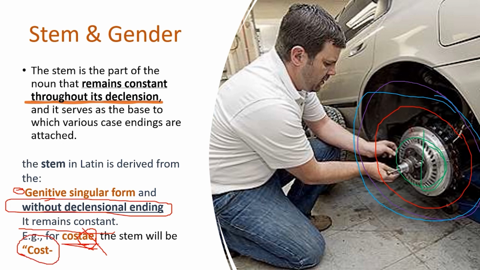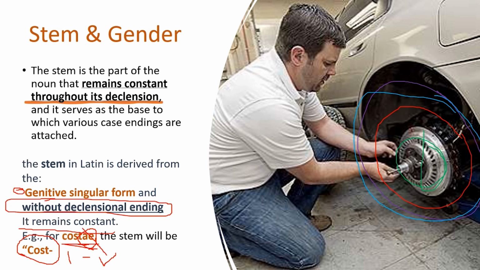So irrespective of which declension you want to do, 1 to 5, you can use the same stem, and you just need to change the ending. So this is what a stem is. Now another important aspect is gender. As I said, Latin nouns have gender, either masculine, feminine, or neuter.